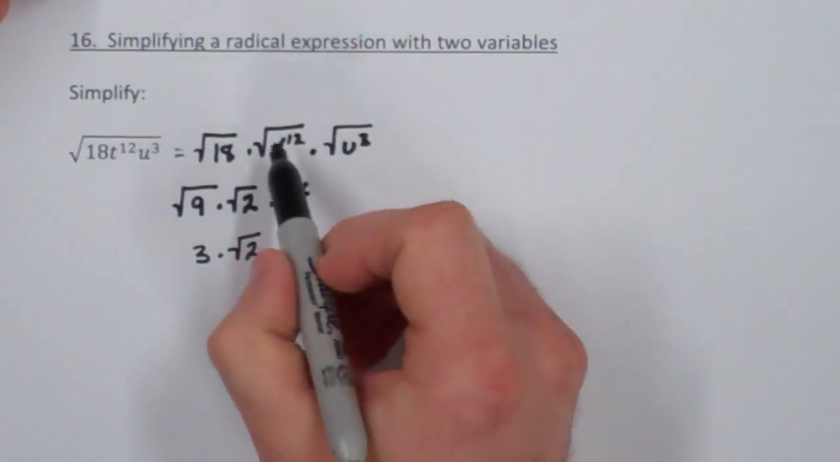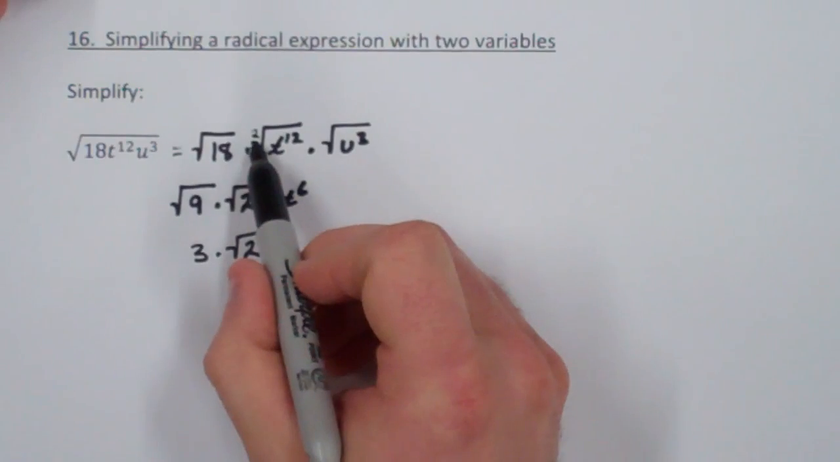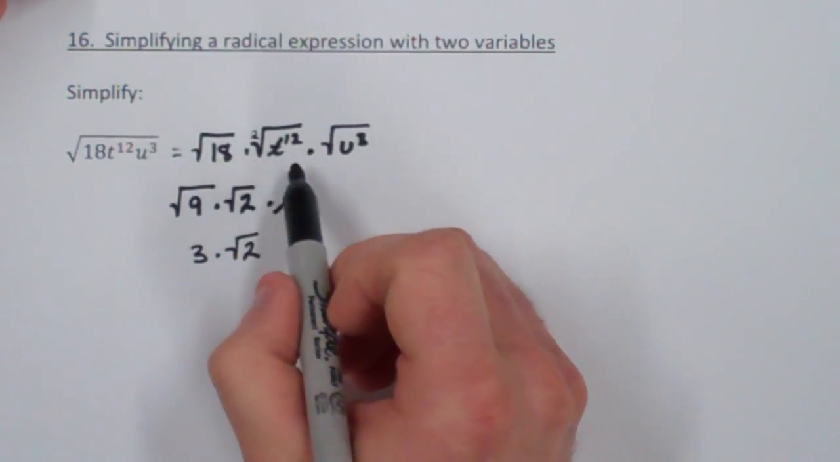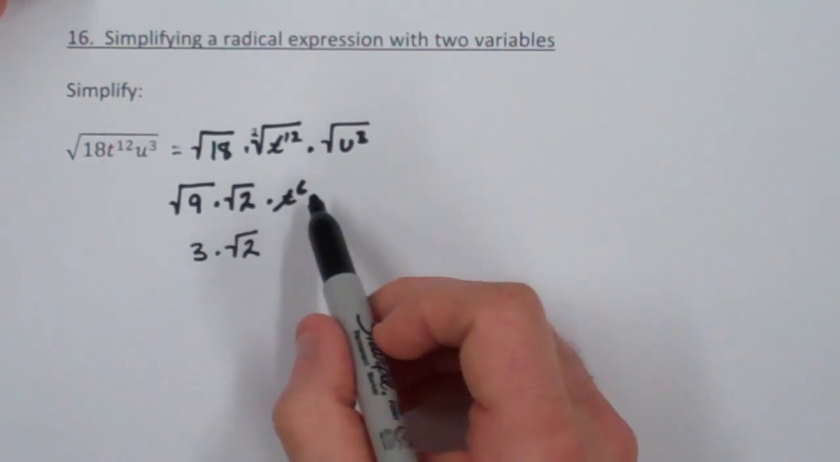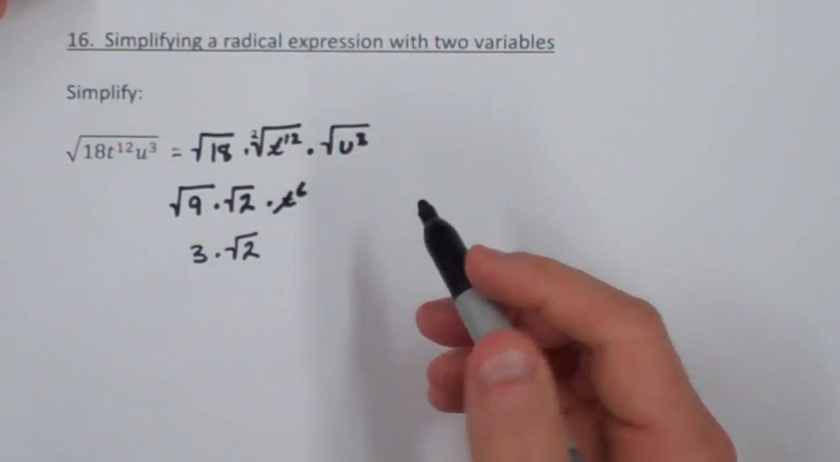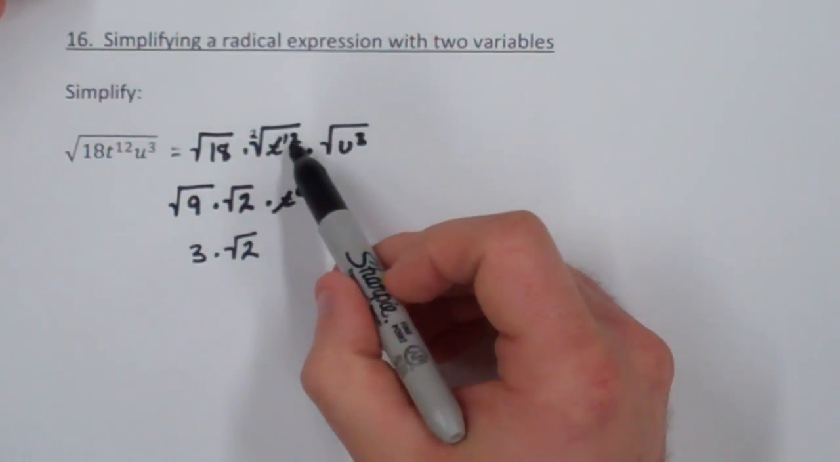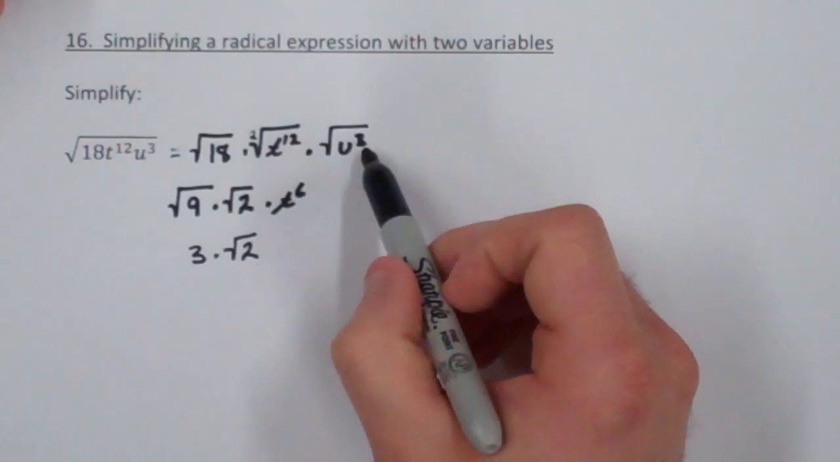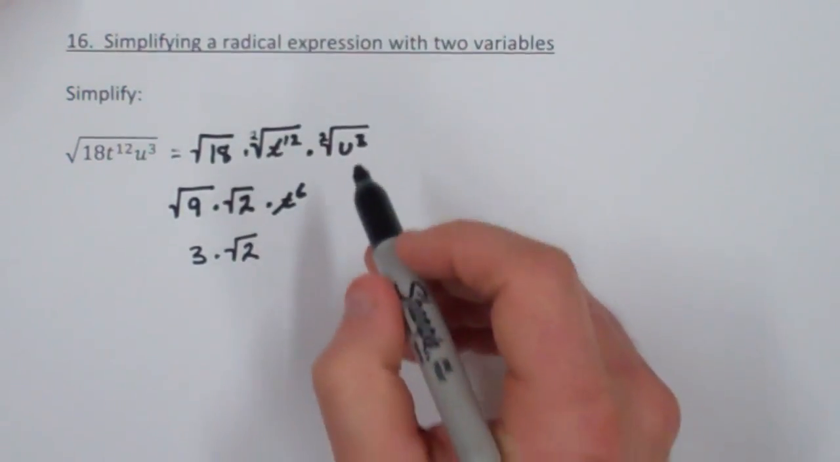Another way to do this is to remember that there's a little 2 really hanging out here for a square root. We don't write it usually, but there is a 2 there. And you could take this number 12 and divide it by 2, and that'll give you the exponent that will be with the base when it's outside of the radical sign. This u to the third power would be super great if we could use this method here, although it's not going to work out too well for us because 3 is not divisible by 2.